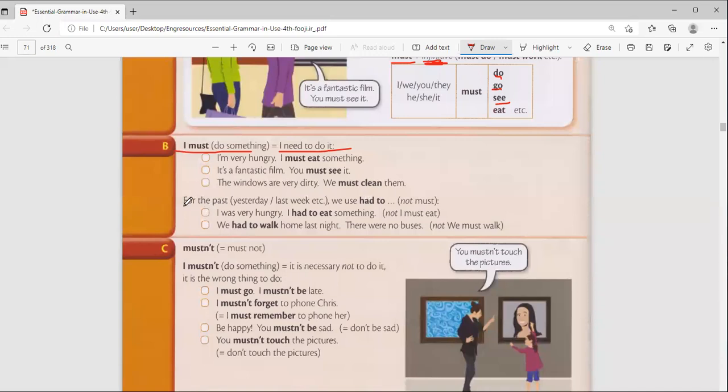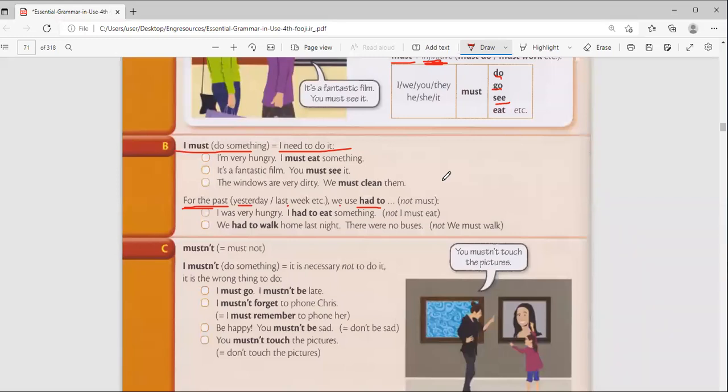Now, what about the past tense of must? Who knows the past tense of must? So for the past, like yesterday or last week, we use the word had to. Don't say I must go yesterday. No, no, no, no. I had to go. I didn't see Hamed on Friday. And Hamed tells me, oh, sorry, I had to go to the airport. We had to go to Kismayo.